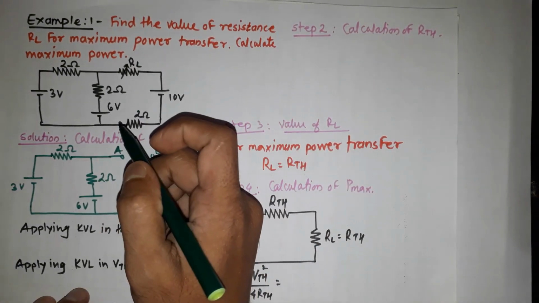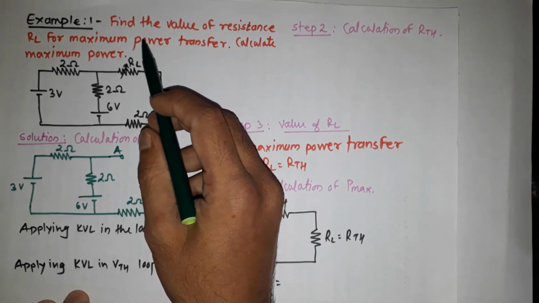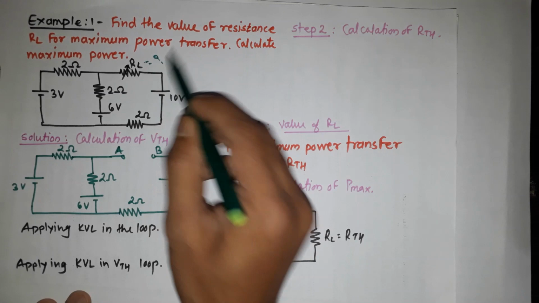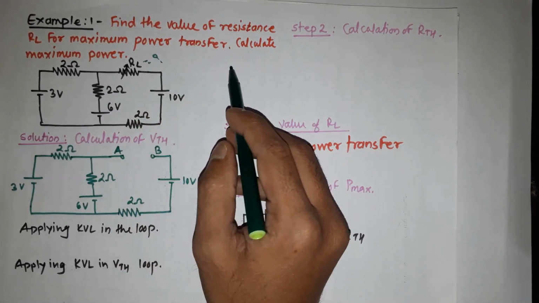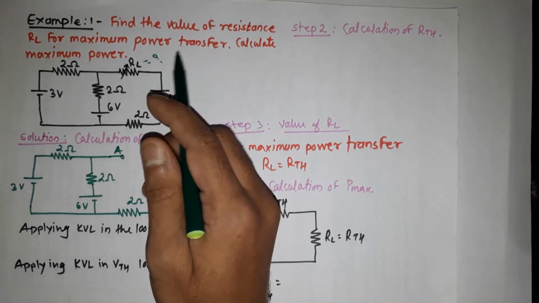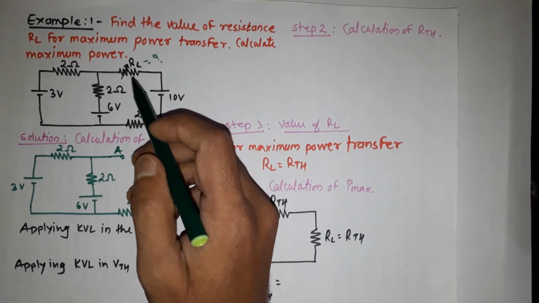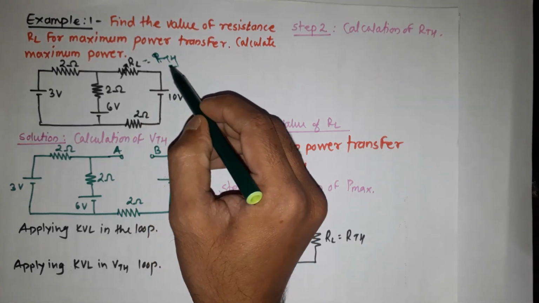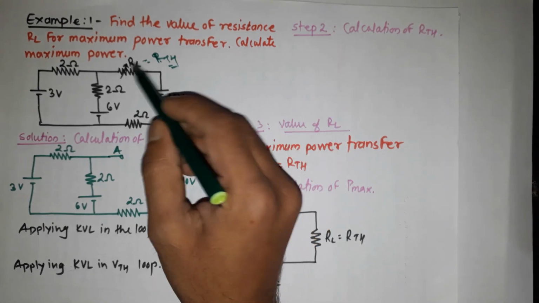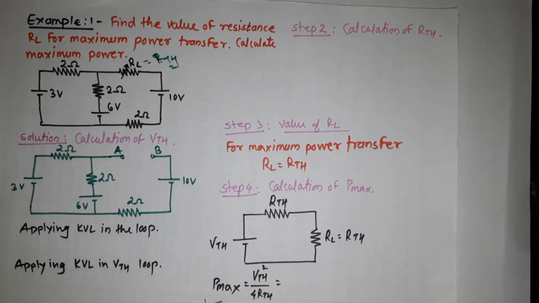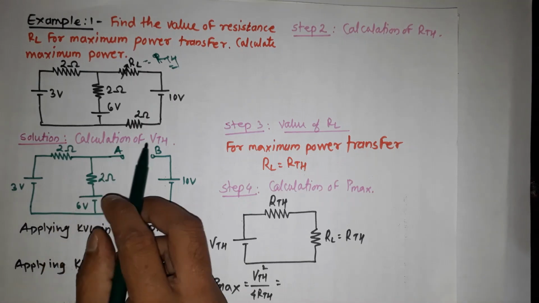The example based on the maximum power transfer theorem: the question is to find the value of resistance RL. That means we have to find the value of this RL for maximum power transfer and calculate the maximum power. Remember that we are finding the load resistance. We know that by using Thevenin's theorem, we are finding the RTH, and that RTH will be the value of the load resistance. So that RTH will be RL, and we have to find the maximum power. So by using the formula of maximum power, we are finding the value of Pmax.